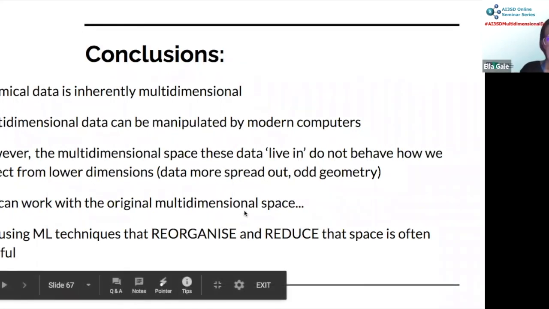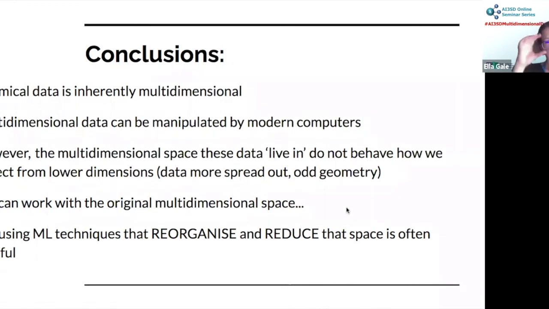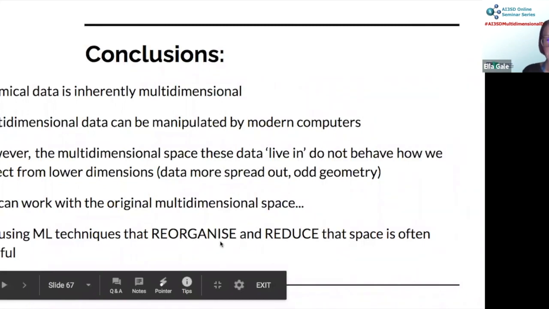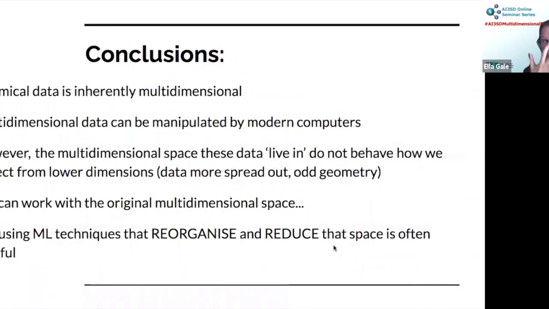And we can work with the original multidimensional space, and that's fine if it's quite small. But it's usually a good idea to use machine learning techniques to reorganize and reduce that space. As I said, the PCA reorganizes the data, and then you can throw away some of your components to reduce the space. The neural networks are usually very, very large spaces, but the data is always organized nicely on a smaller dimensional space. And it's also a nice space because it tends to be smooth rather than scrunchy.